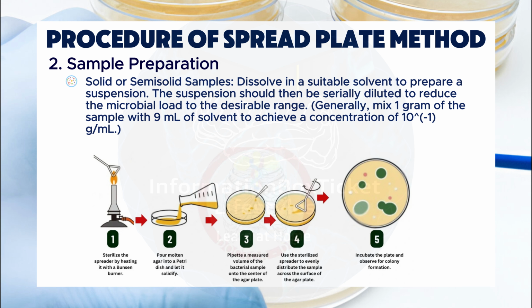Solid or semi-solid samples. Dissolve in a suitable solvent to prepare a suspension. The suspension should then be serially diluted to reduce the microbial load to the desirable range. Generally, mix 1 gram of the sample with 9 ml of solvent to achieve a concentration of 10^-1 g/ml.